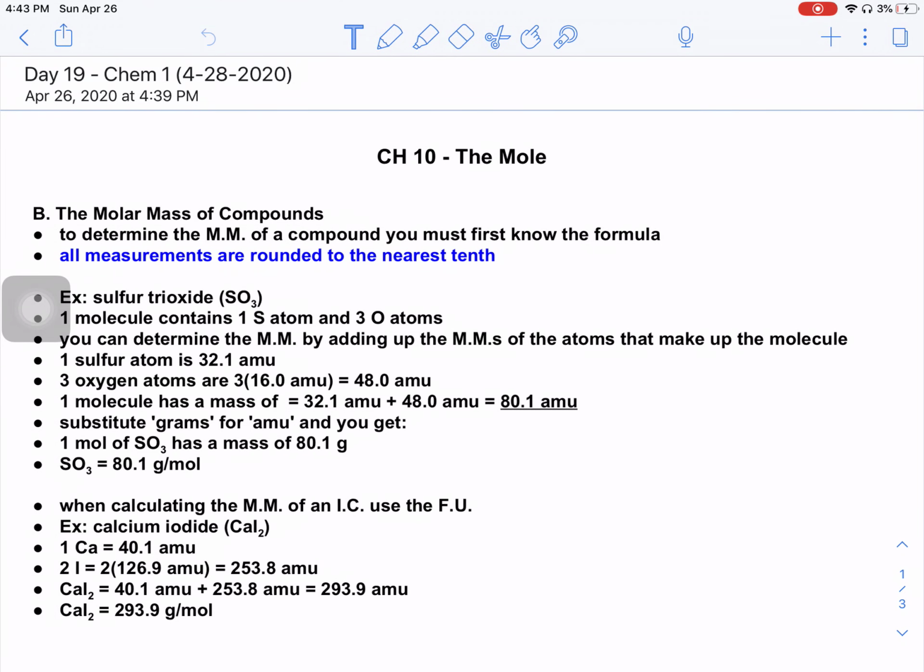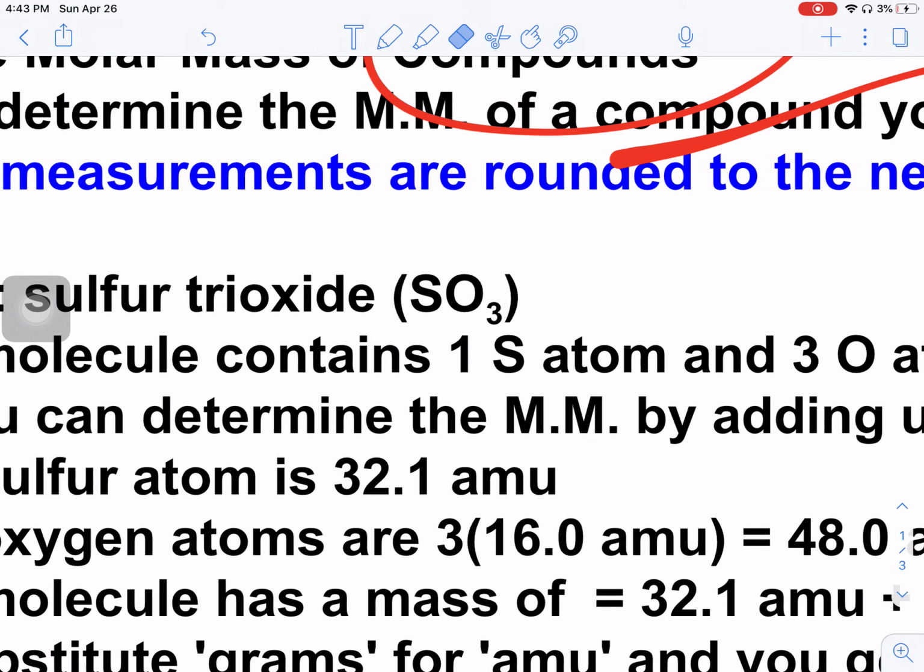Today's topic is the molar mass, but this time of compounds. A lot of what we've been doing for the last several months is formula writing, and formula writing is going to be key because it is the formula of a compound that allows you to calculate the molar mass of an individual molecule. So I'm going to zoom in real quick and do this one with you. Let's do sulfur trioxide together.